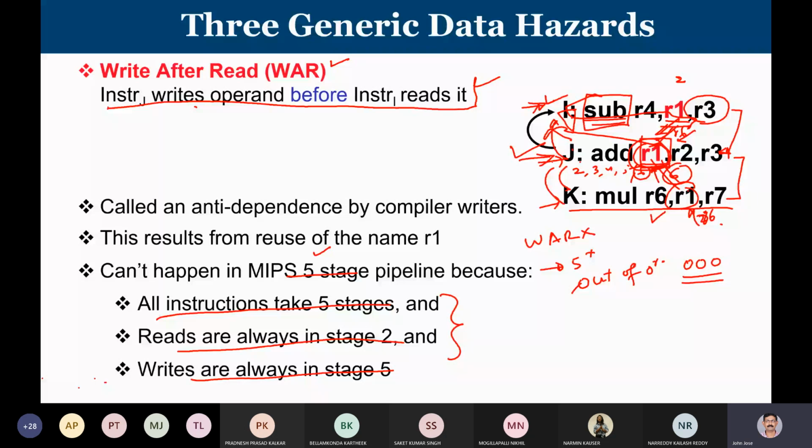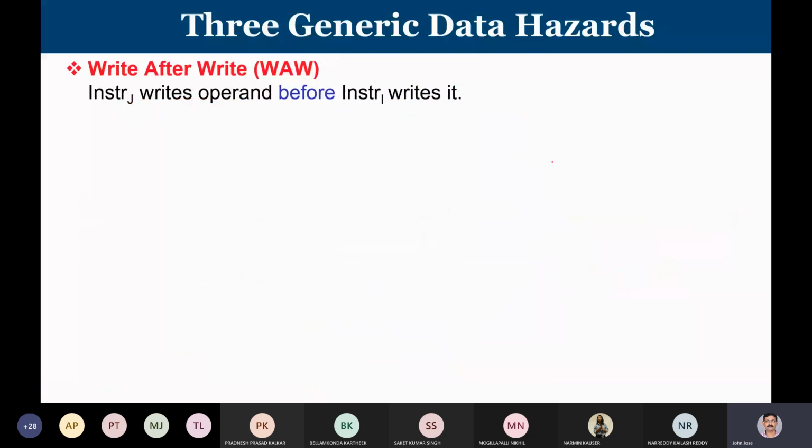Now, the third category of hazard is known as a WAW hazard, write after write hazard. So instruction J writes an operand before instruction I writes it.